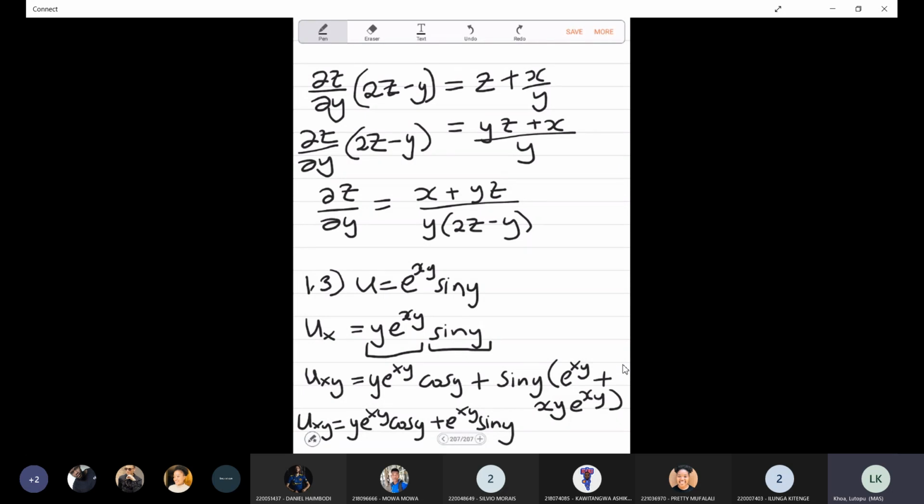Now, miss, I have a question. What if I differentiate everything at the same time? Let's say I differentiate first y, then I maintain the whole thing, e to the power of xy times sine y. Then I differentiate e to the power of xy, then I maintain y and sine y, and then I differentiate sine y, something like that. Is it the same thing?